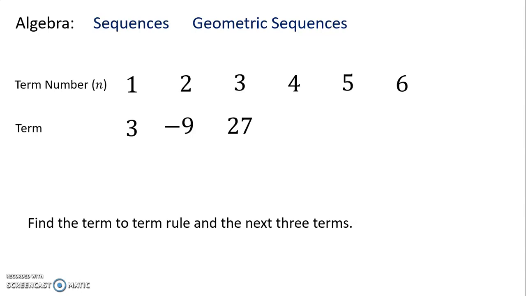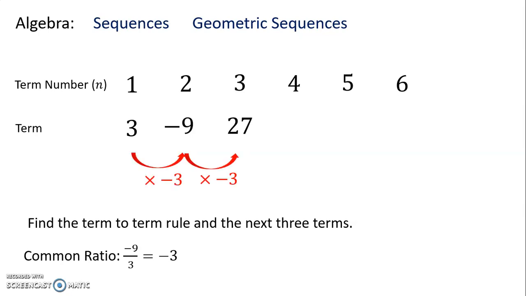Okay, so -9 divided by 3 gives me the common ratio, and of course a negative divided by a positive is a negative, so that gives me -3. And so I'm multiplying by -3 every time, and because a negative multiplied by a negative gives me a positive, that's how come my terms are alternating between being positive and negative.